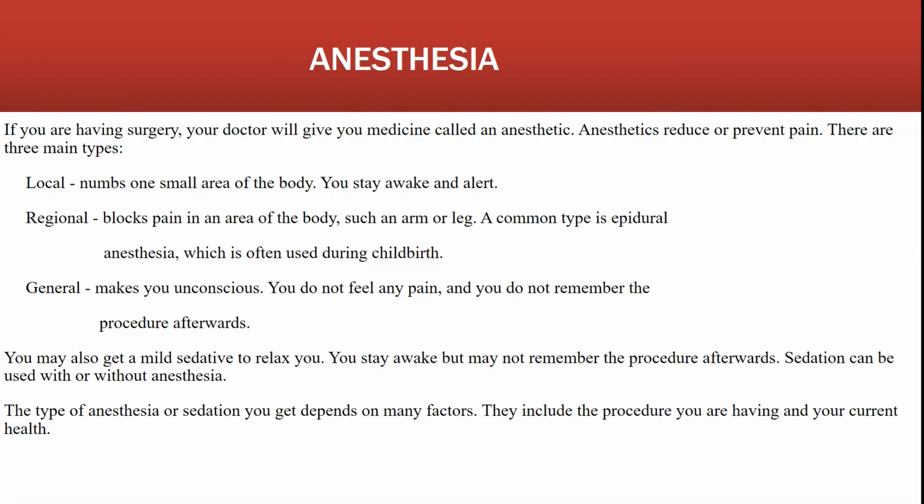Anesthesia. If you are having surgery, your doctor will give you medicine called anesthetic. Anesthetic reduces or prevents pain. There are three types: local, regional, and general. Local numbs one small area of the body. You stay awake and alert.